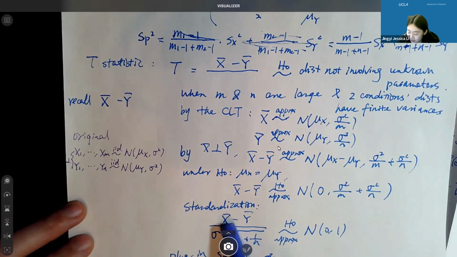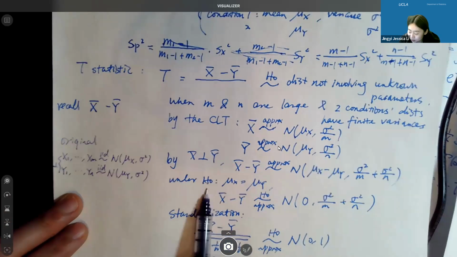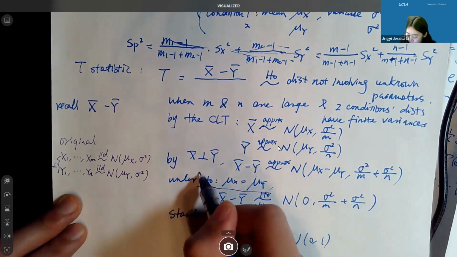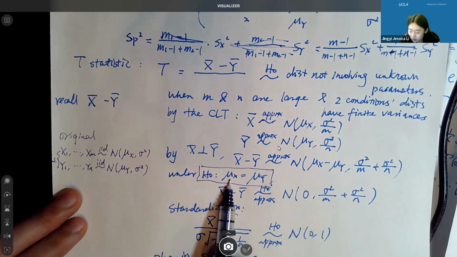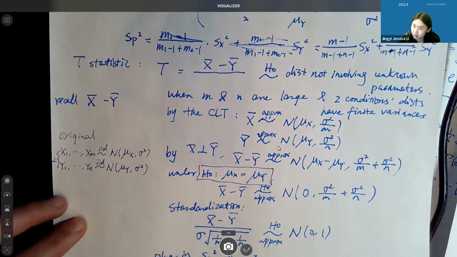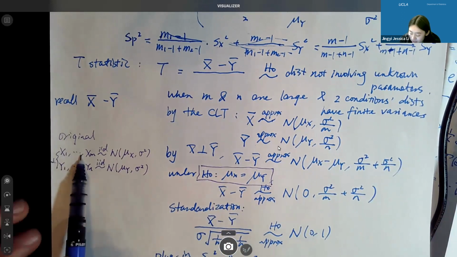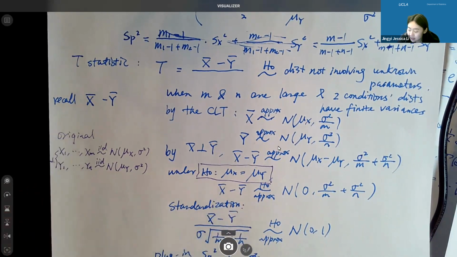The test is to address the null hypothesis that mu x equals mu y. Therefore, the natural statistic would be to use an estimator of mu x minus an estimator of mu y and see if this is close to 0. A natural estimator would be the average of the x's as x bar and the average of the y's as y bar. That difference is our statistic, and we want to know its null distribution under the null hypothesis.